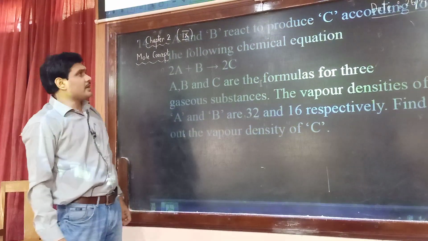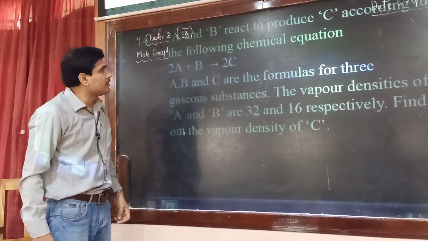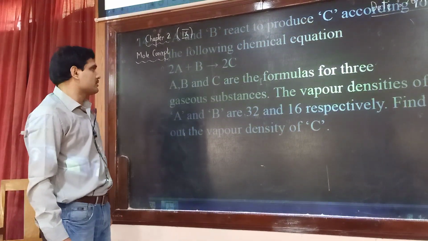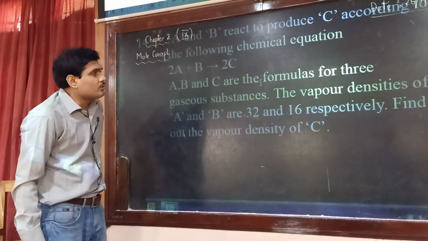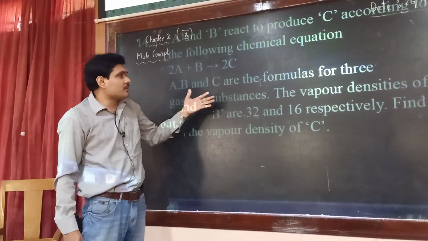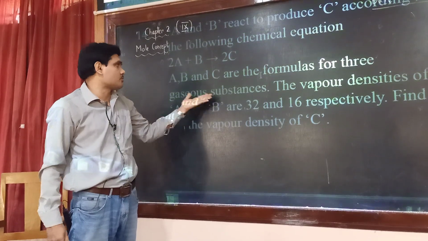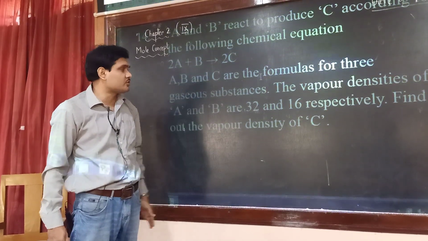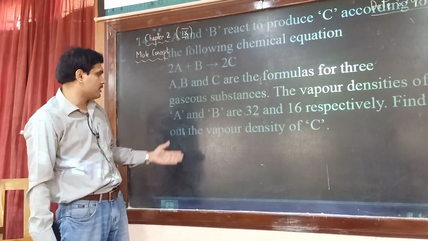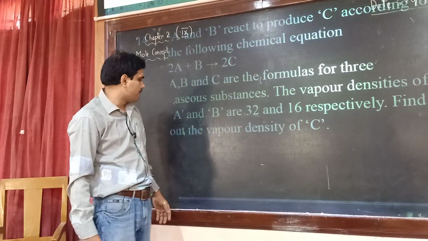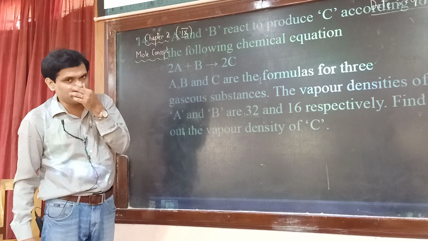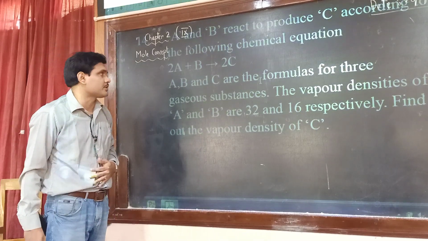So it is given A and B react to produce C according to the reaction 2A plus B is equal to 2C. A, B, C are the formulas of three gaseous substances, all gaseous. The vapor densities of A and B are given, 32 and 16 respectively. Find the vapor density of C. That's a very important, interesting question.